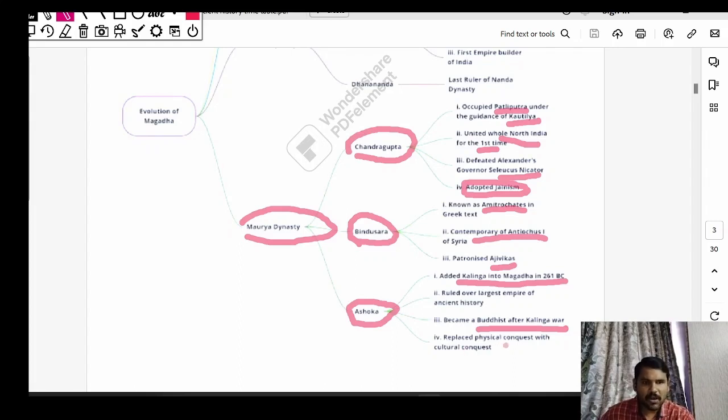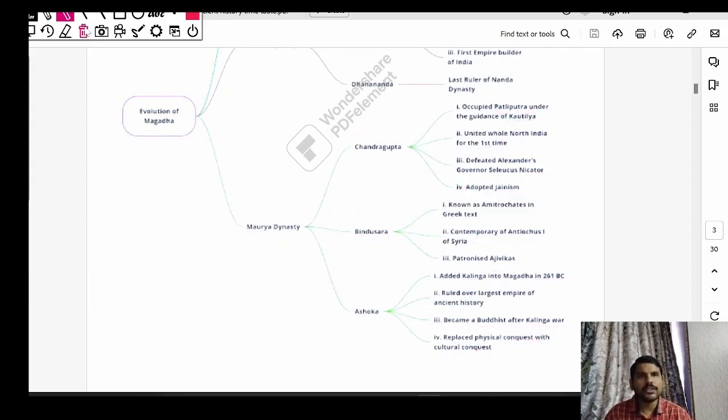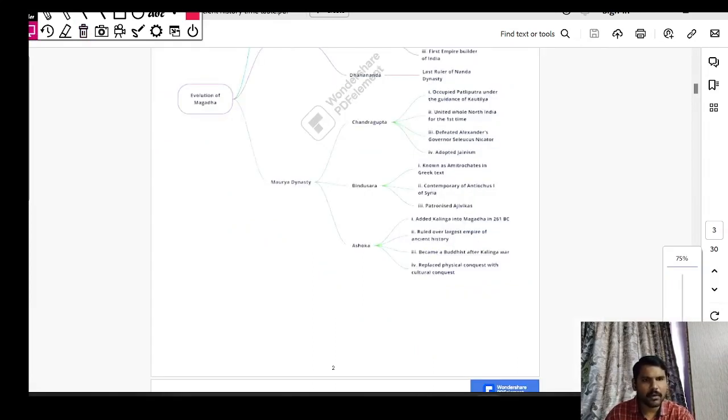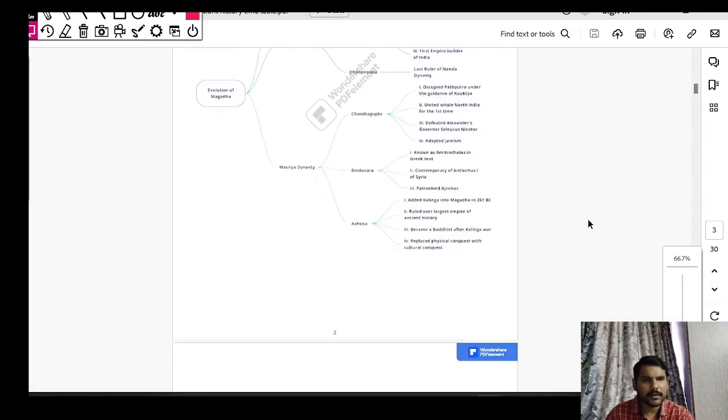He replaced physical conquest with cultural conquest. That is Berigosha with Dhammagosha. Berigosha means when you beat the drums of war. That is called Berigosha. Dhammagosha is through scriptures, through peaceful ways. Fine. So this is just a mind map. So let us go into depth of what the Mauryan Empire is.